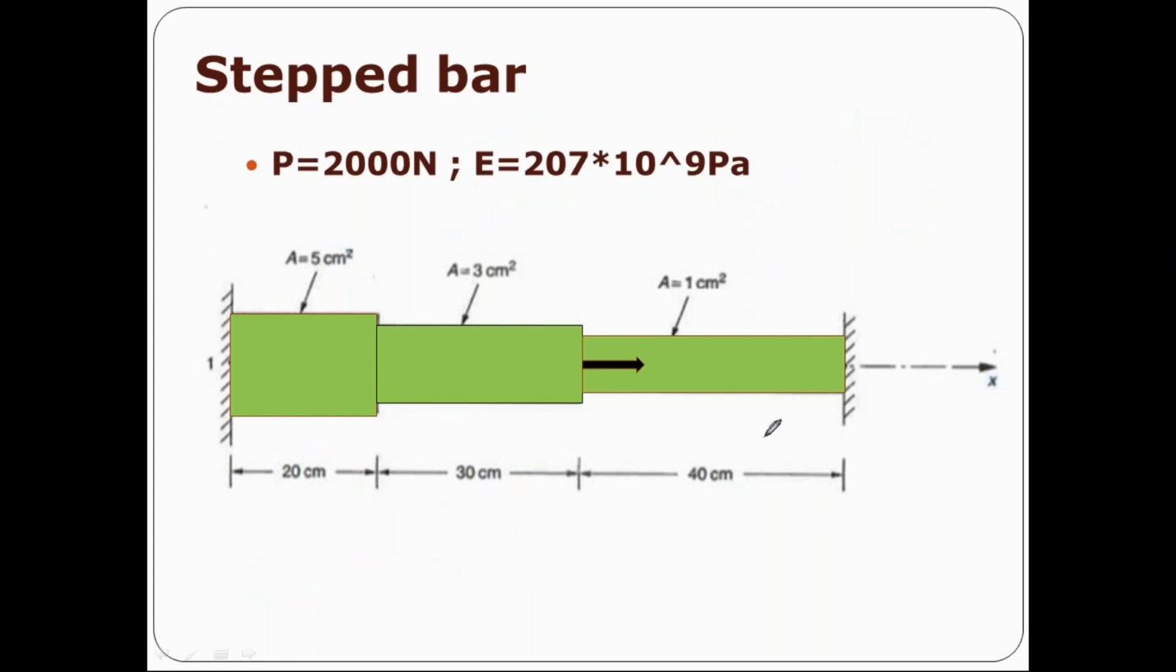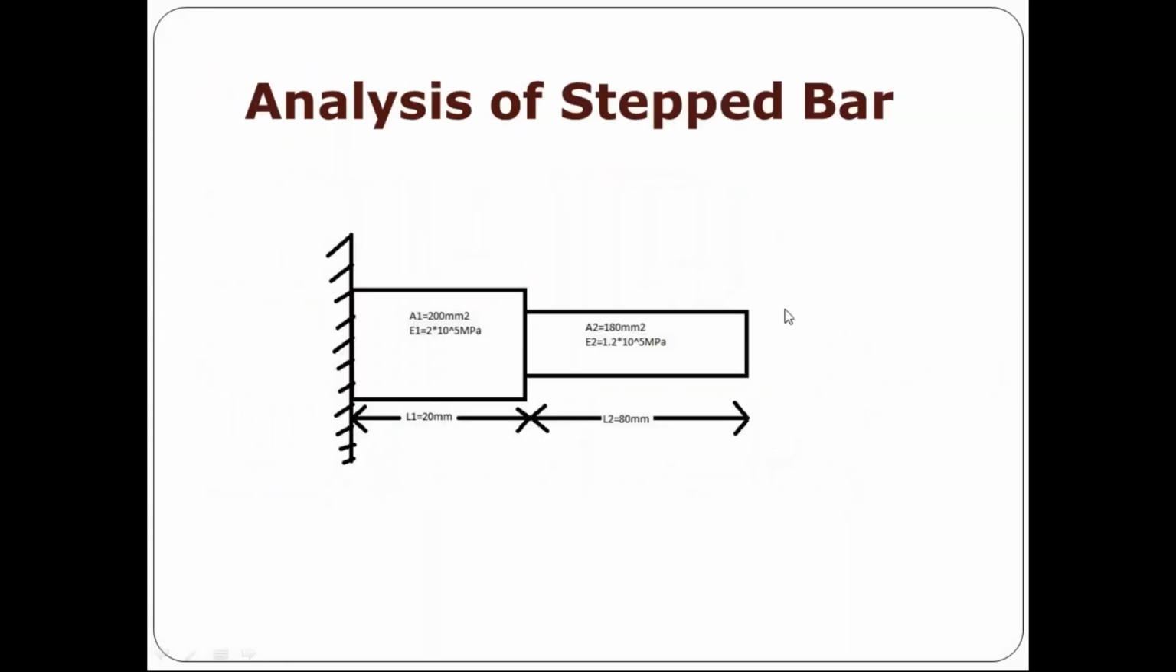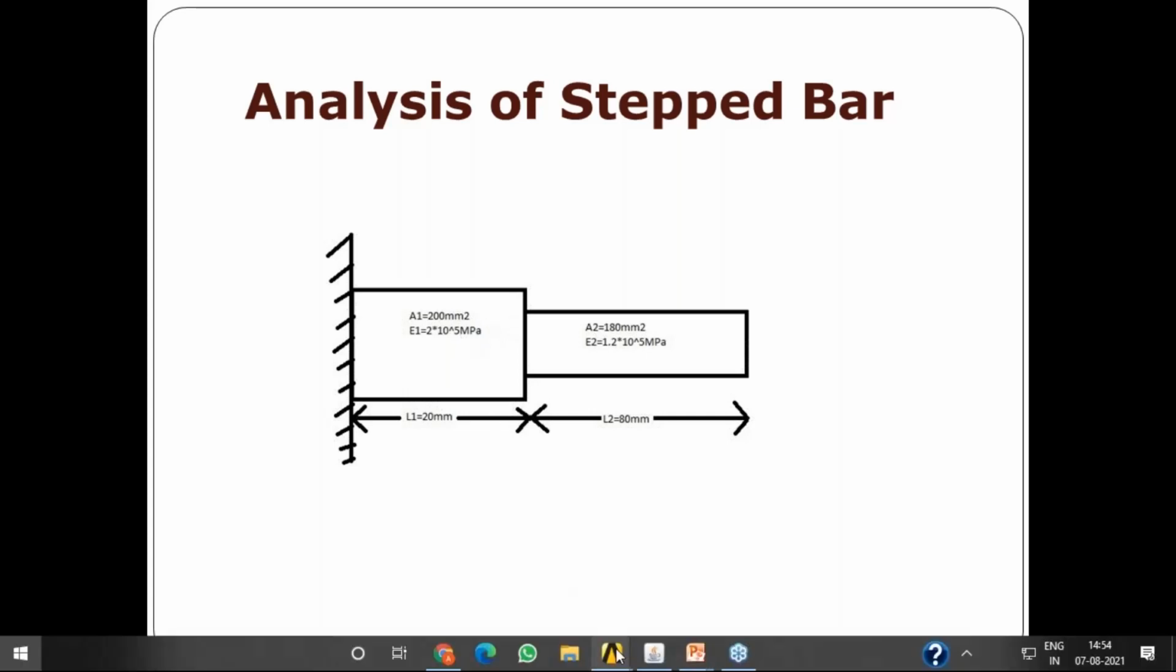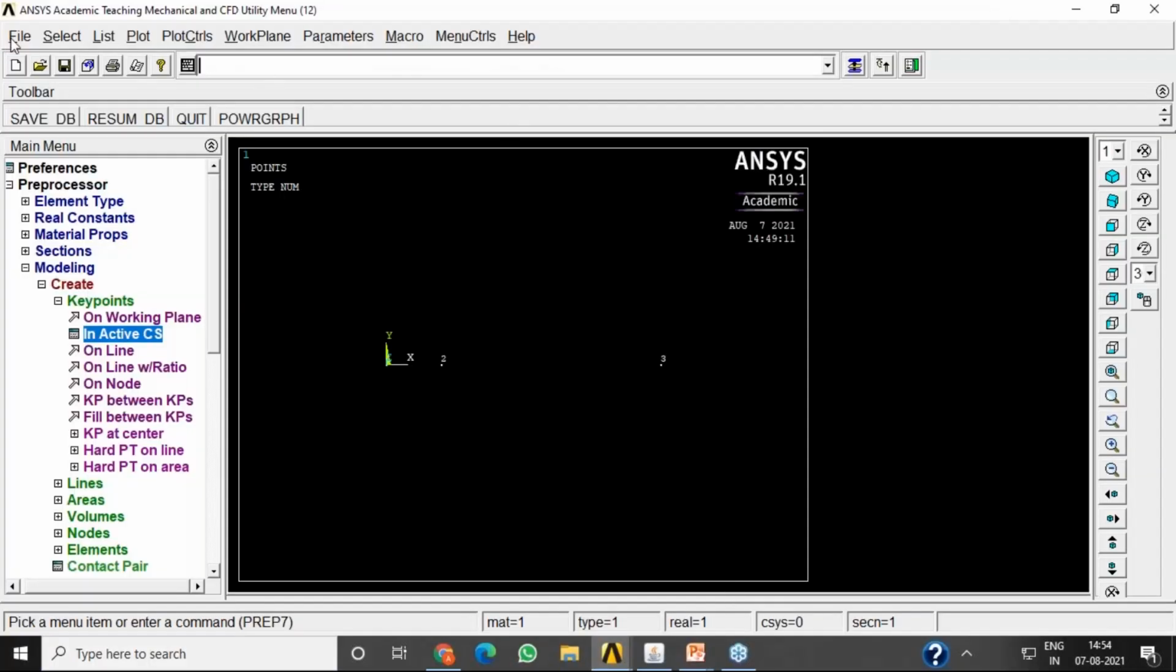In the previous question, we used everything in mm. You can see 20 mm, 80 mm, 180 mm, 200 mm, and MPa. In ANSYS APDL, there is no option. You cannot select the unit types such as SI unit or MKS or CGS. So 1, 2, 3. We have drawn 3 key points here.